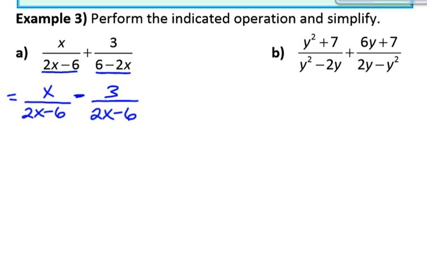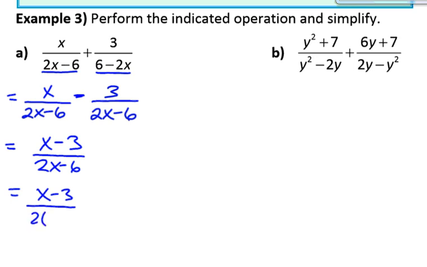Now we just do like what we did in the first or second example. Simply subtract x minus 3 over 2x minus 6. Then factor to reduce, and we're left with 1/2. So that's all you have to look for, is to see if they're opposites. Make sure to look at your examples to see if they are opposites.